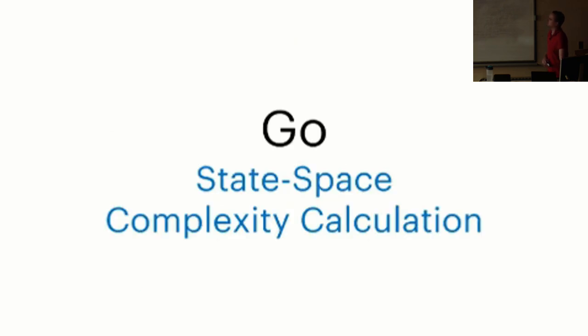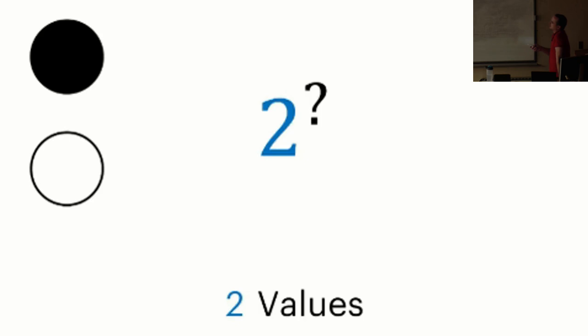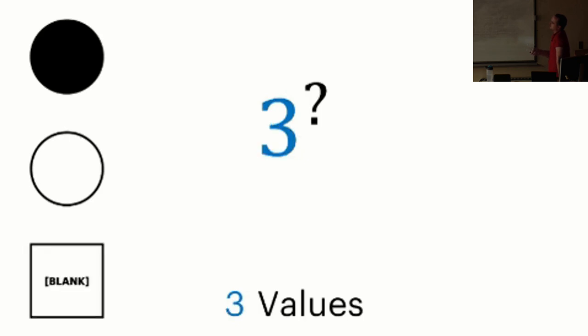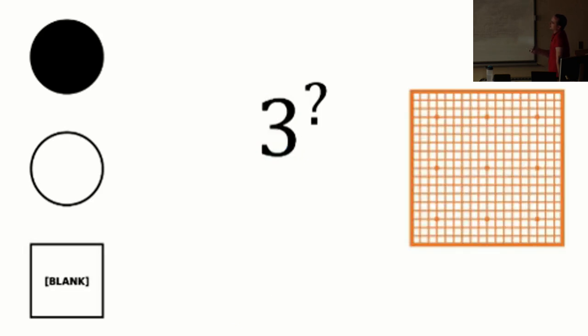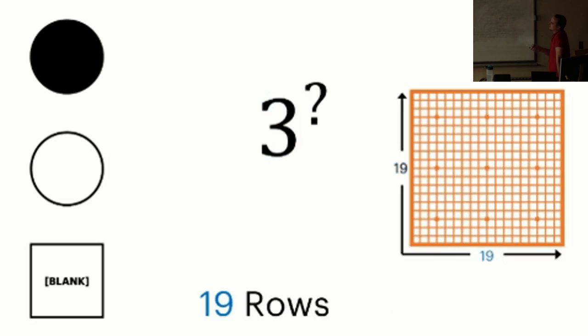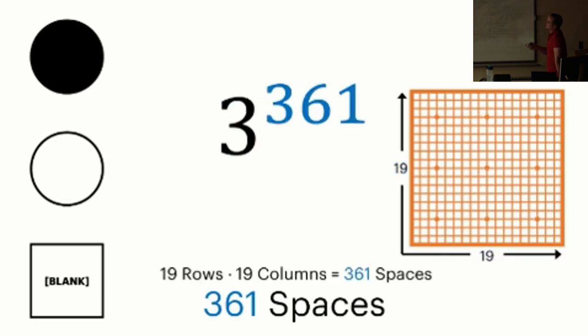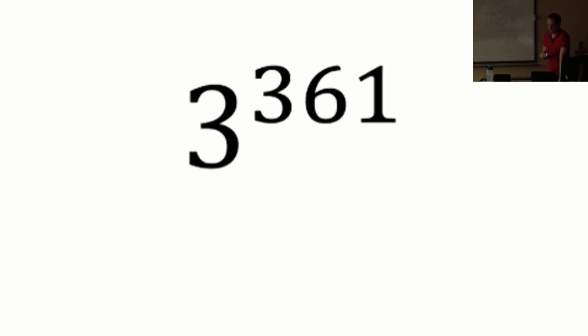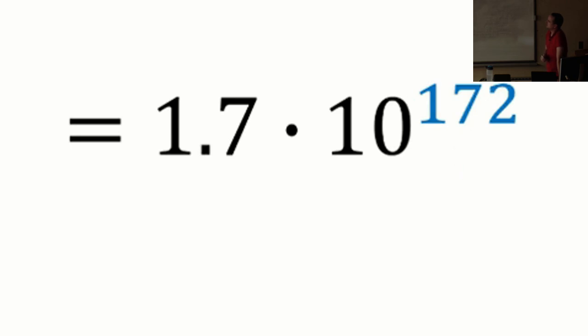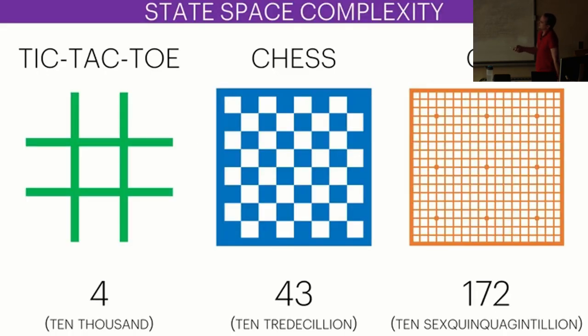Let's look at the board game of Go. Similar to tic-tac-toe, there's 3 possible things for every board point, a black or a white or a blank. It's 19 by 19, and so 3 to the power of 361, okay? Which is insane because if I look at this, 10,000 for tic-tac-toe, 10 tredecillion, whatever that is, for chess, and 10 sexquinque, it's not even a word at this point, right?